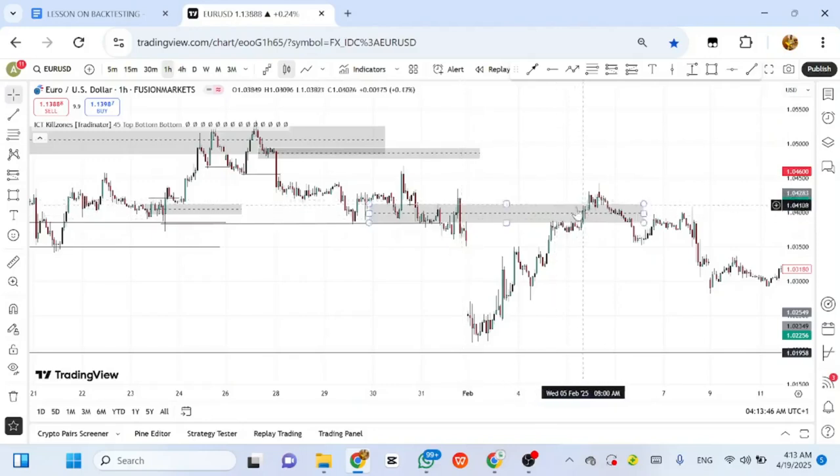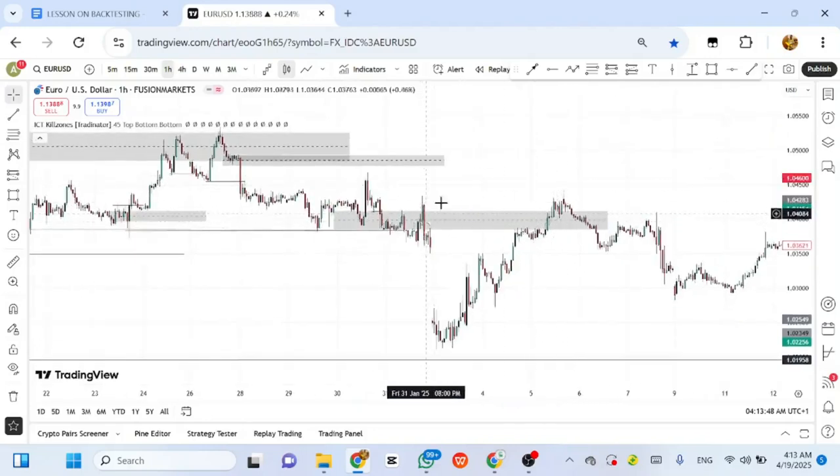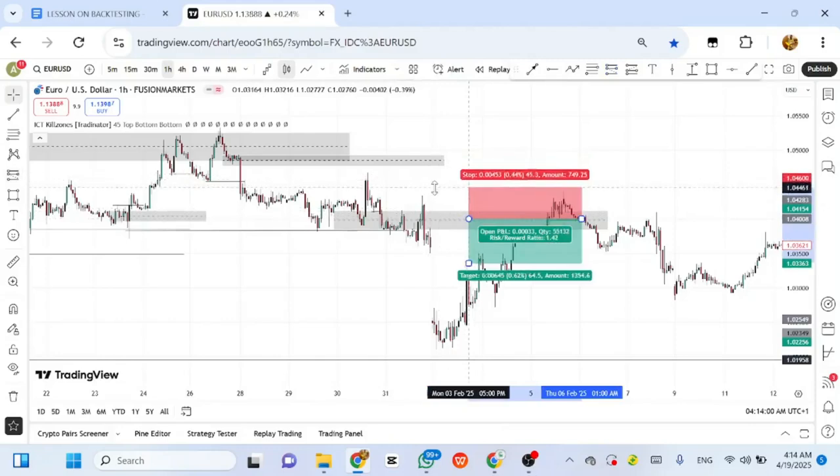So I know that this is a resistance zone to respect here. Now I'll put my entry at this zone, and I can put my entry at the middle. Then my stop loss at this point.